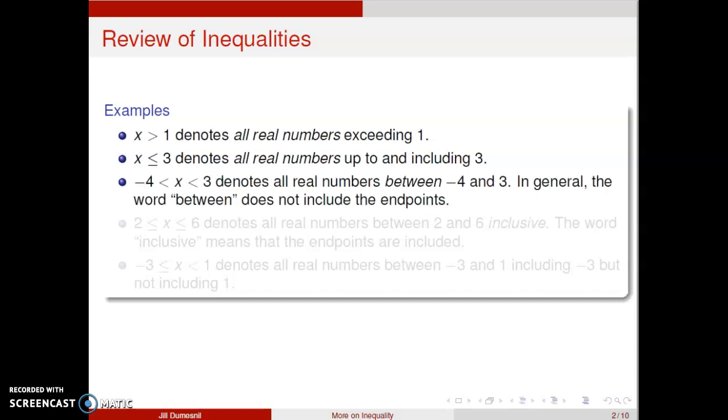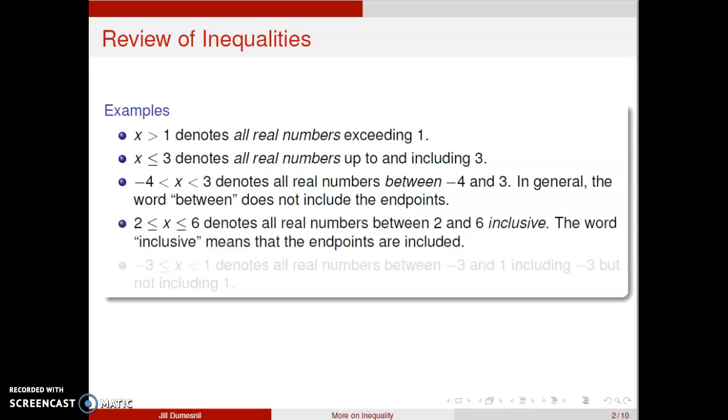The inequality -4 less than x less than 3 denotes all real numbers between -4 and 3. In general, the word between does not include the endpoints. On the other hand, the inequality 2 less than or equal to x less than or equal to 6 denotes all real numbers between 2 and 6, including the endpoints. We use the adjective inclusive to indicate that the endpoints are included.